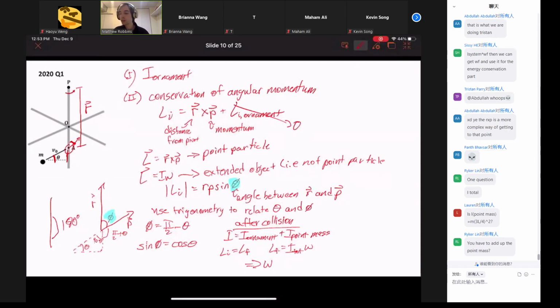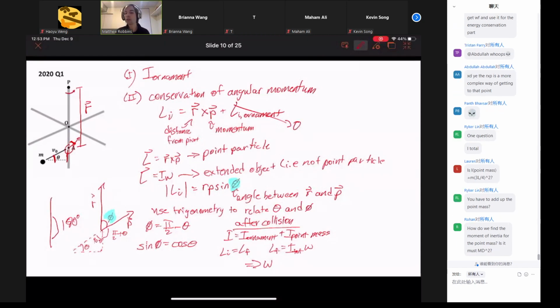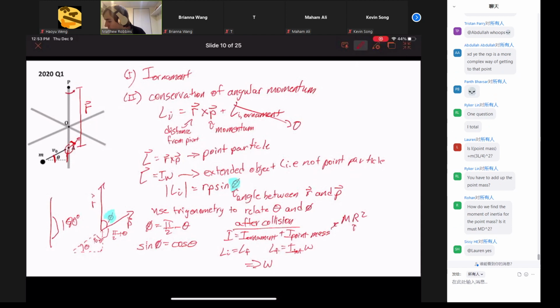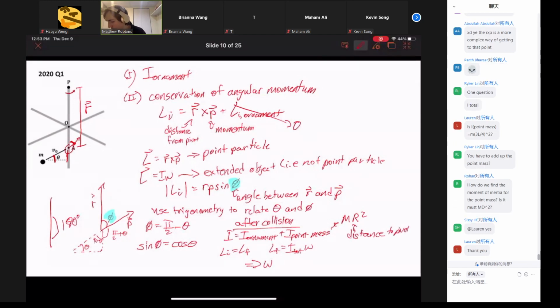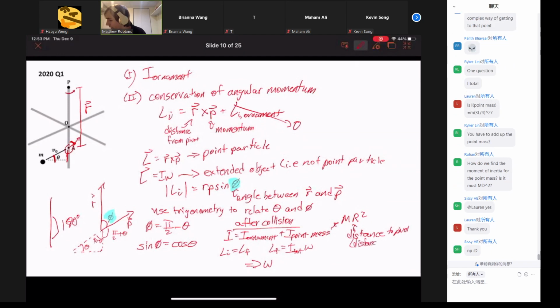Right. So then the questions seem to come down to the point mass and moment of inertia. Moment of inertia of a point mass is just mr squared, where r is the distance to the pivot point, so this is basically the distance of the radial vector. And you will either be given this or you'll need to quickly solve for it, depending on what the problem says.